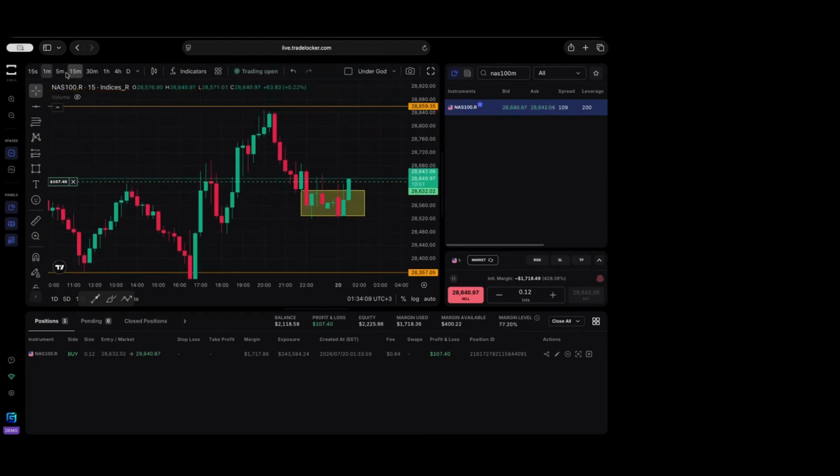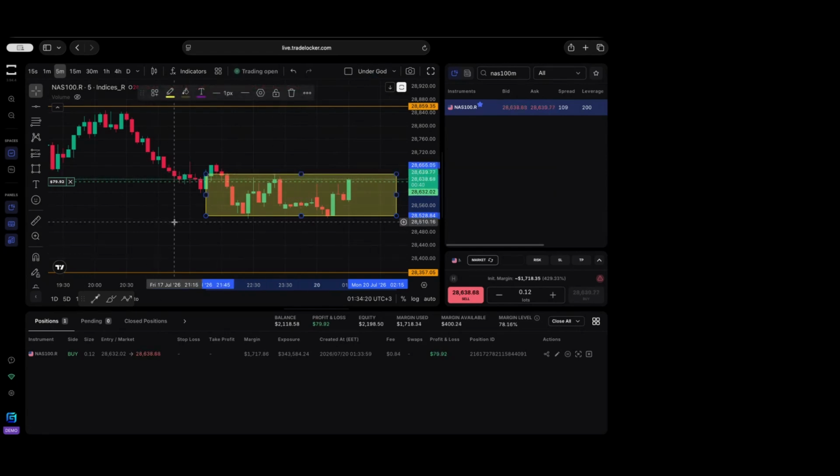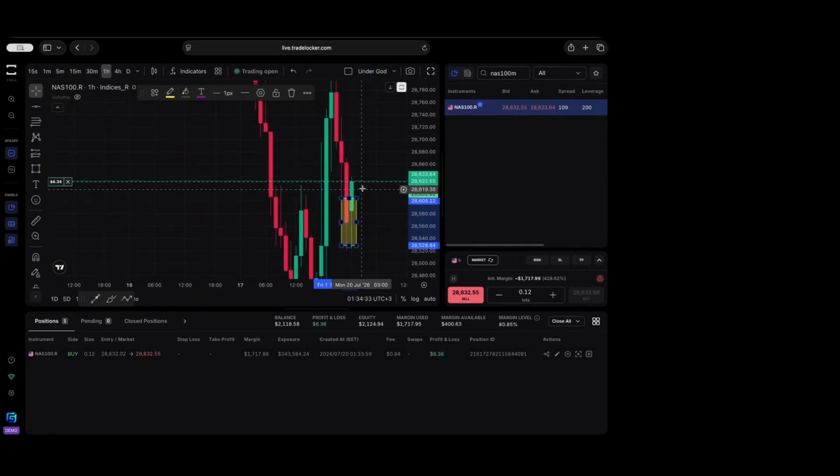Now let's measure. The 5 minute had that accumulation as well. And if you want to be super safe, you could say, okay, this is what the 5 minute is showing. But I'm going to stick with my first, which at that point, if you were trading in real time, we're up, we're in profit. Now, let's just do our measuring.